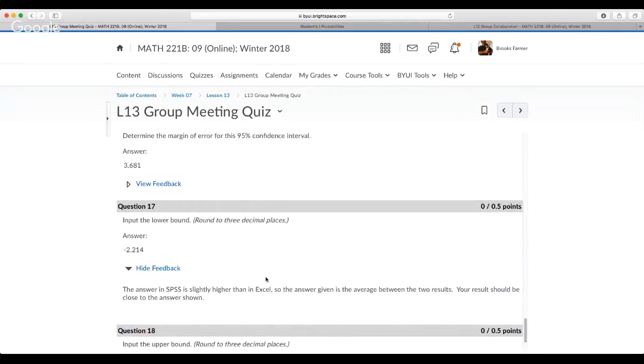What the heck is going on here? The answer in SPSS is slightly higher than in Excel, so the answer given is the average between the two results. Your result should be close to the answer shown. That means you can go back and change it. What's SPSS? That's like the Microsoft statistic program that we don't have access to because it's expensive.